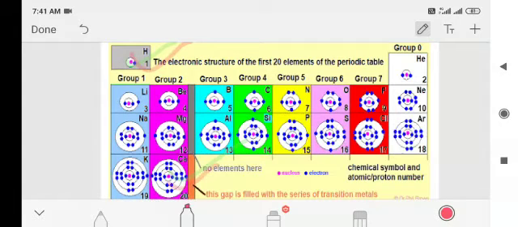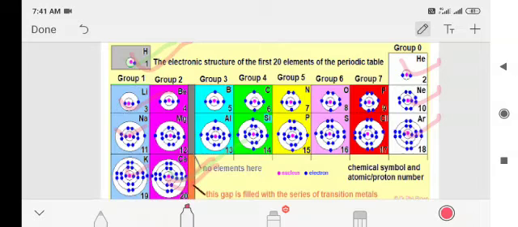The first period contains two elements, hydrogen and helium. The second period starts with lithium and ends with neon. The third period starts with sodium and ends with argon. And the fourth period starts with potassium, followed by calcium. So this structure needs to be in front of you.